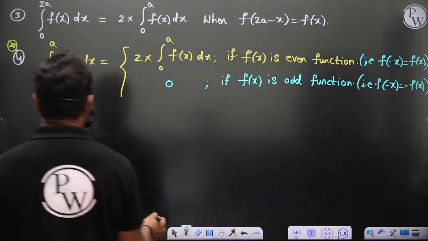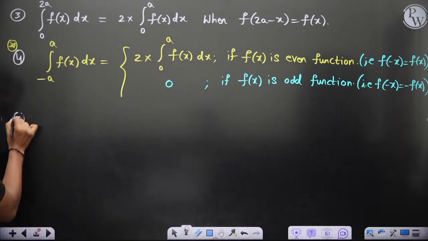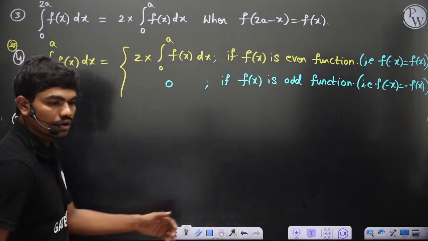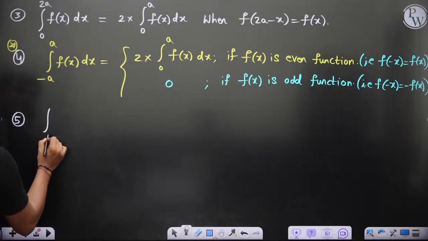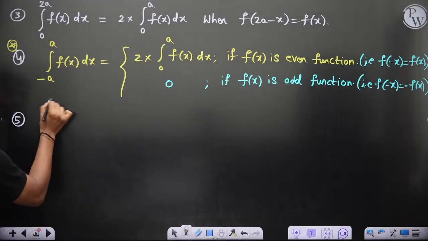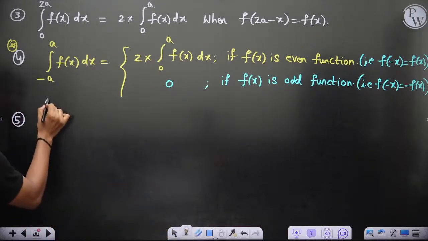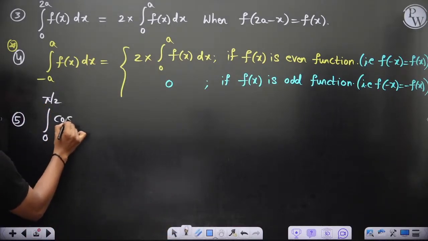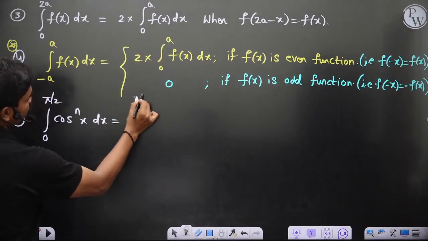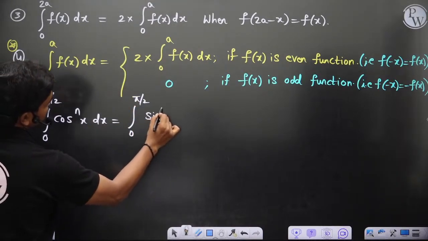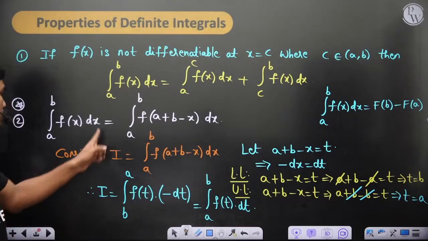Then one more nice property, which is basically the reduction property. In fact, I can show you this when I teach something called improper integrals, which you will see again. So the integral 0 to pi by 2 of cos power n x dx is of course the same as the integral 0 to pi by 2 of sine power n x dx, which you can understand from the second property.